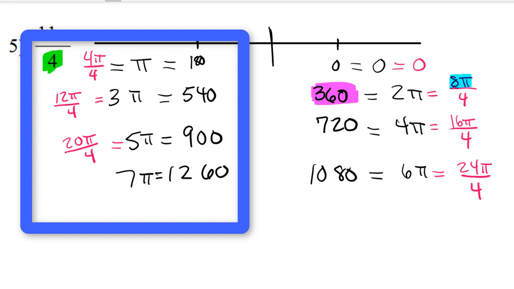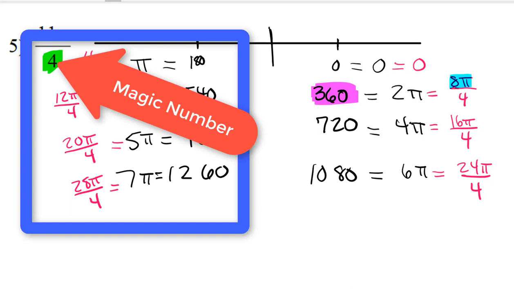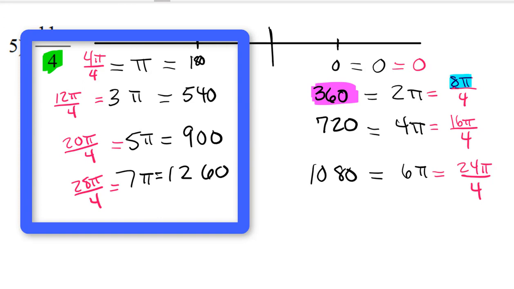And then, of course, when we find 7 pi, we could either add another 8 pi, or I'll show you another way to do that. So that'd be 28 pi's over 4. Now, another way you could do this is take that magic number, which in this case is 4, and multiply it by whatever number's in front of pi. Because 4 times 3, that's 12. 4 times 5 is 20. 4 times 7 is 28.